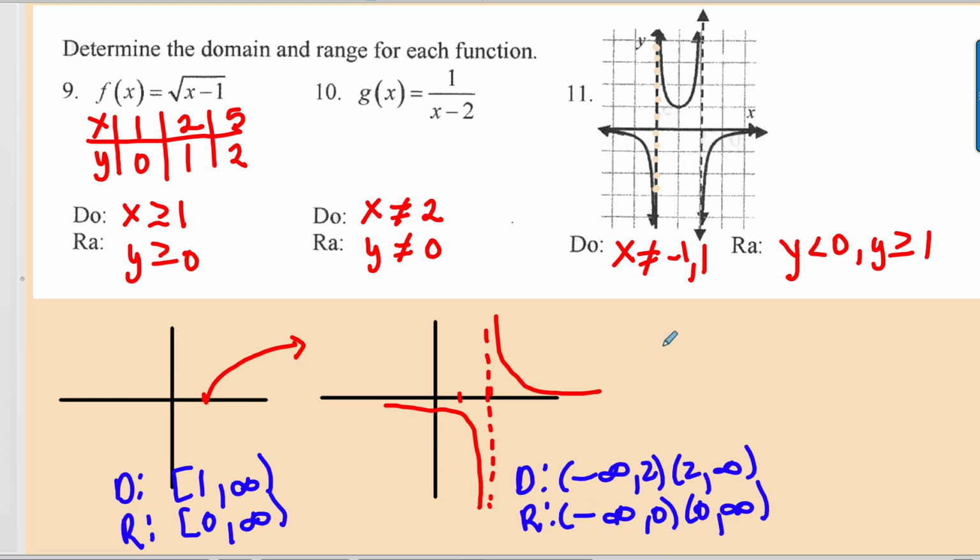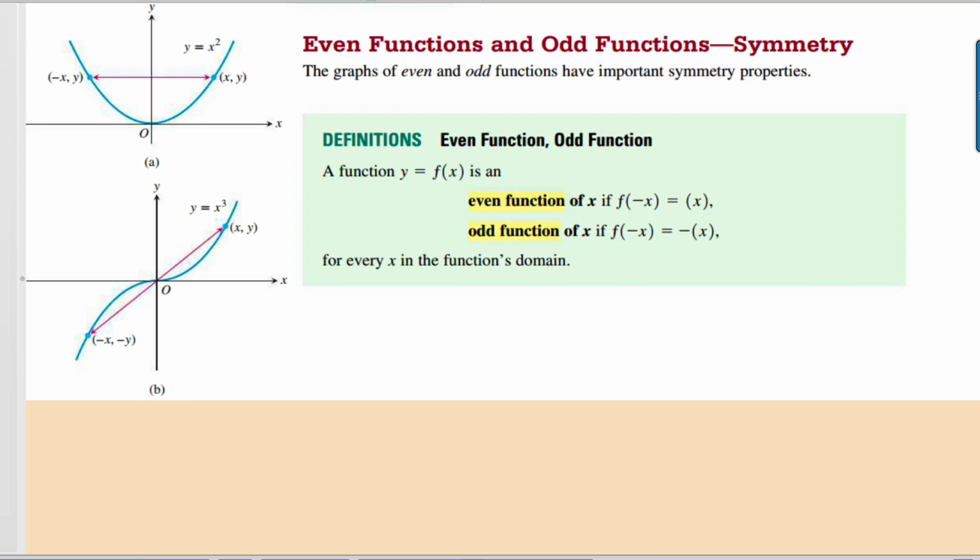You can see for number 11, we have some y values that are not being used from 0 to 1. So we have to say y is less than 0, y is greater than or equal to 1. Let's take a look at even and odd functions.